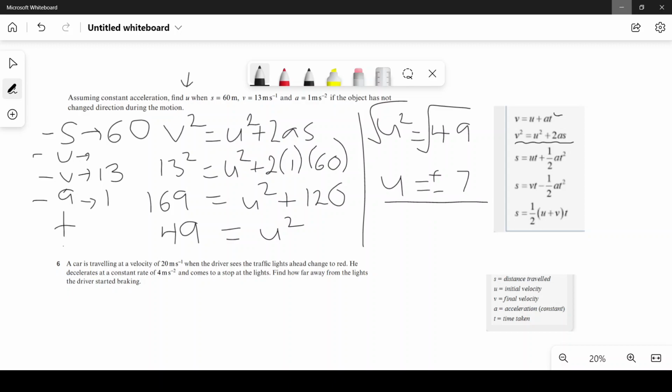They tell us that the final is 13, and that's a positive 13. That means it's moving in a certain direction with a speed of 13. Well, if we took the minus 7, that would probably mean that it was initially moving in the opposite direction. And yet they told us that the object has not changed direction. So instead of taking the negative answer, we're going to ignore that and we'll just say U equals positive 7, because it should be moving in the same direction. Positive 7 will be in the same direction as positive 13. While the negative answer, because you know square roots have a positive and a negative answer, that would be in a different direction. Let's try out another question.